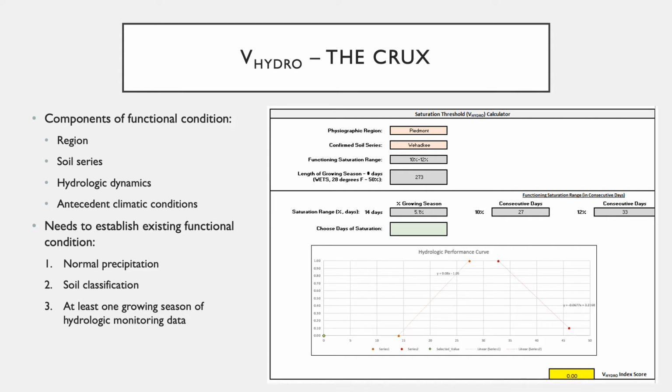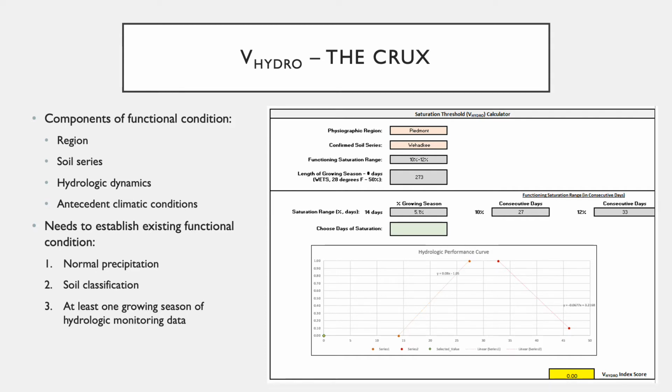While the vegetative variables included in the HGM SOP are important for evaluating the condition and function of wetlands, the continuous saturation V hydro variable is really the most important in driving the type of wetland and the condition of the wetland that you're evaluating. So to actually calculate a V hydro score, there are several things that you need to know.